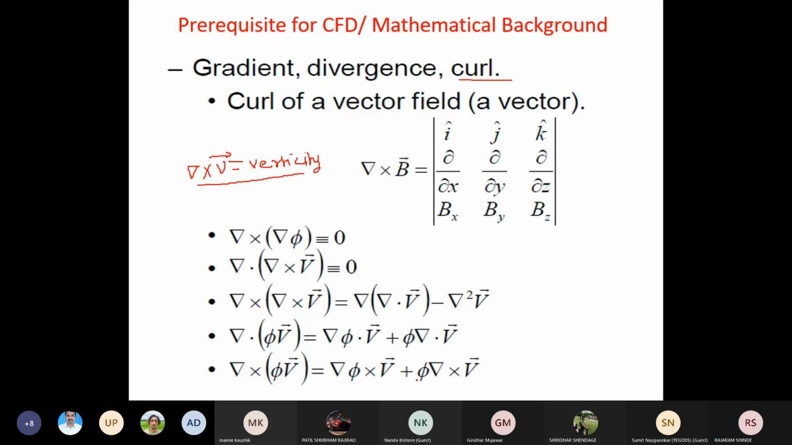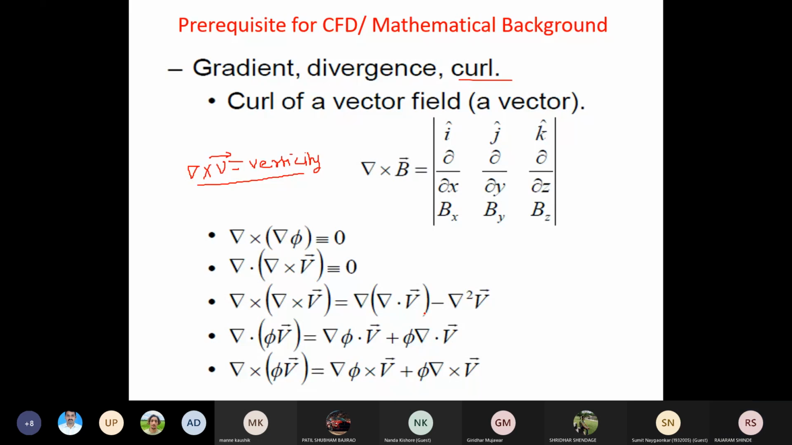Next term is scalar times the curl. Why is it so? This is phi del cross v. It is the same as this one, a scalar times vector. Okay. These are some rules related to vector algebra. And these rules are required for deriving the fluid dynamics and heat transfer equations, as well as to calculate the results of CFD.